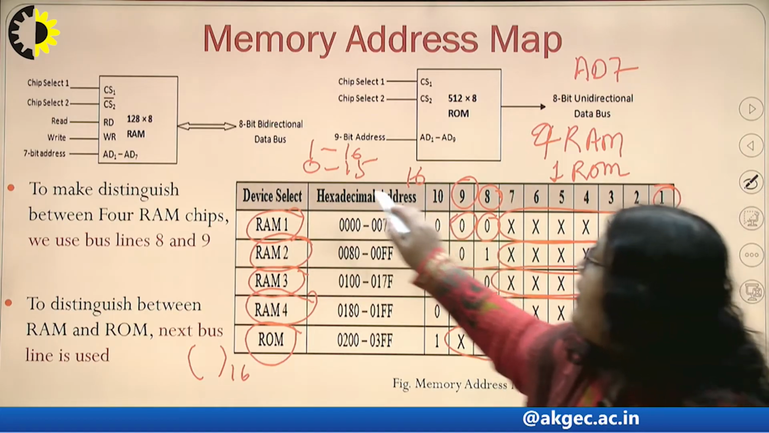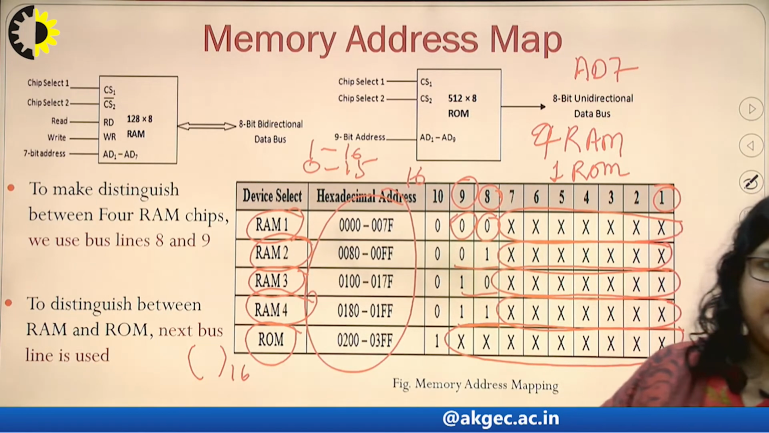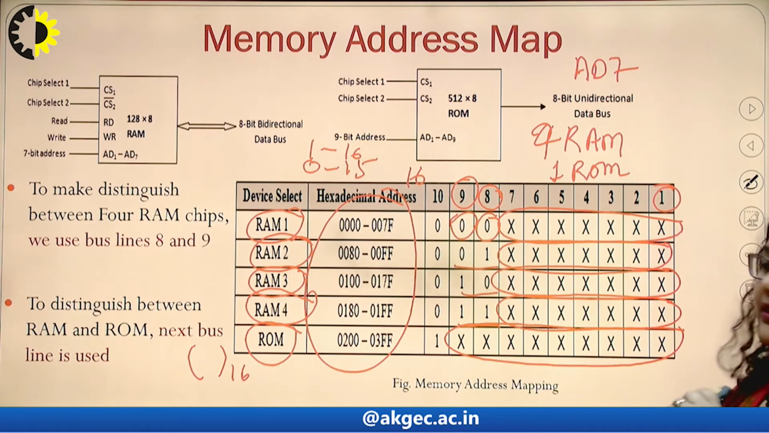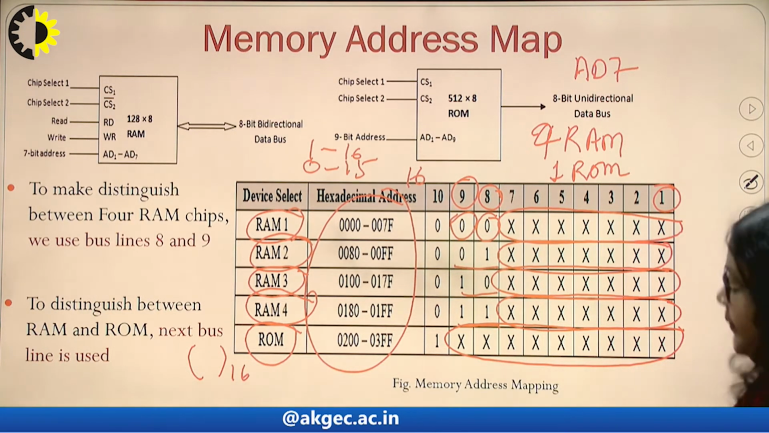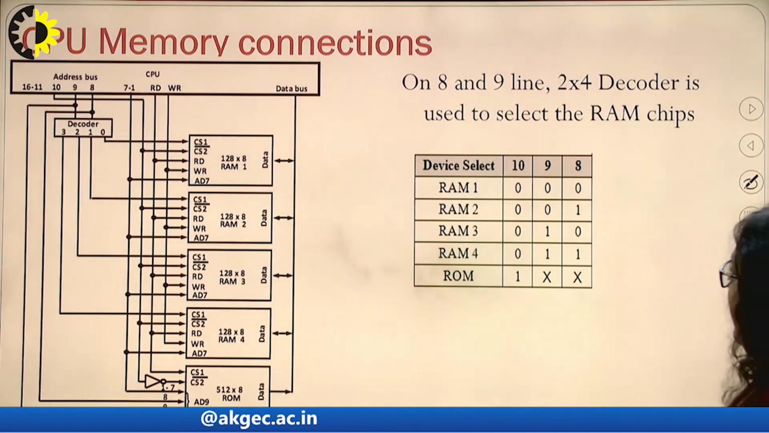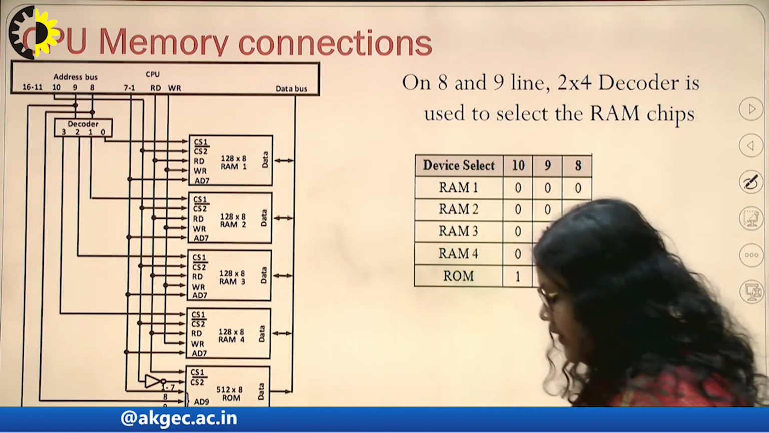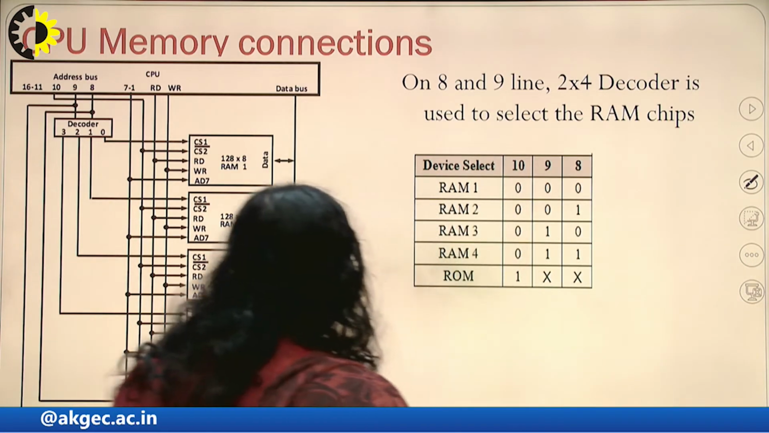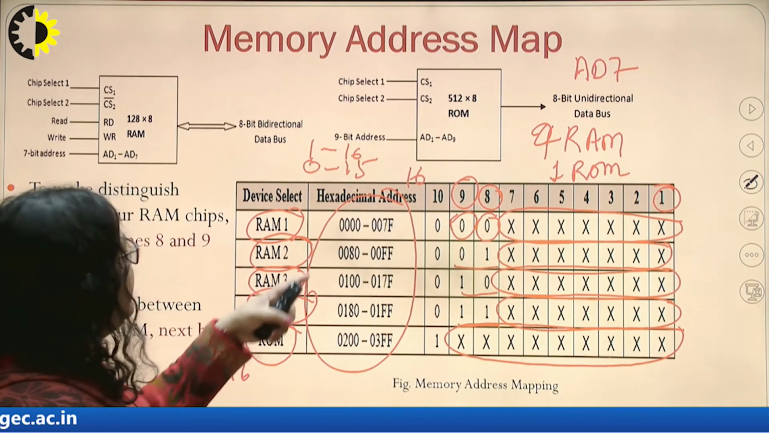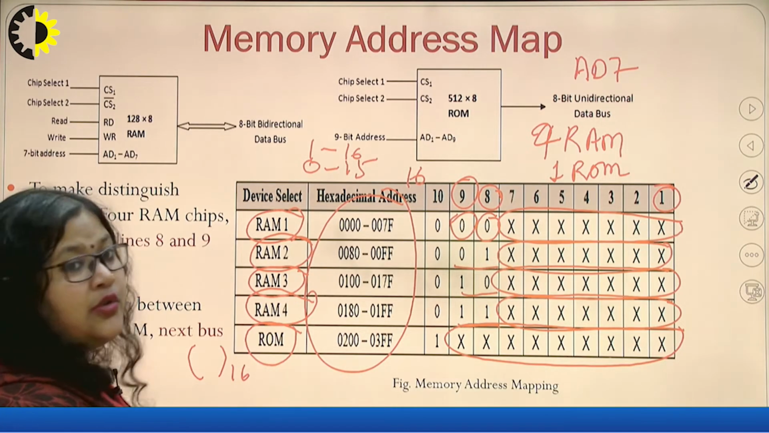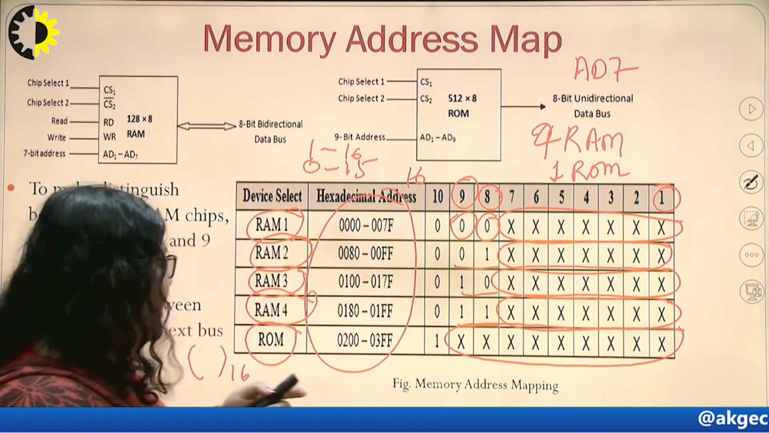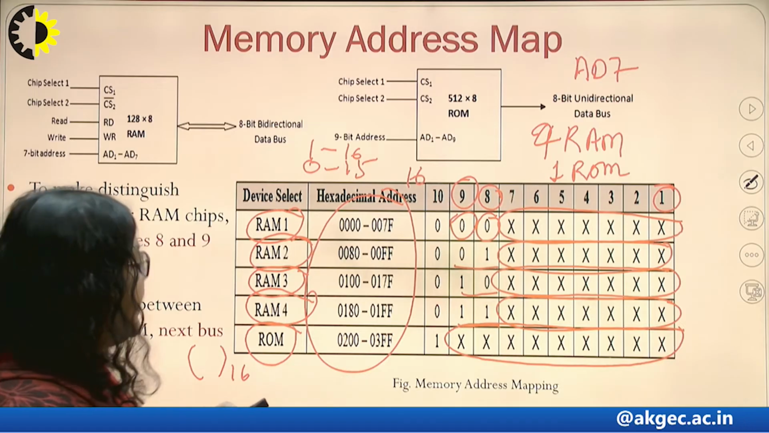Now, how do we define these particular addresses? This is very important. Let's see. Just take the previous slide, because we need the space. So we calculate the first address, that is 0000 to 007F. How do we define that particular address?